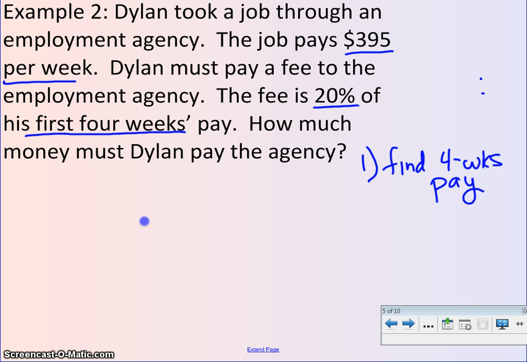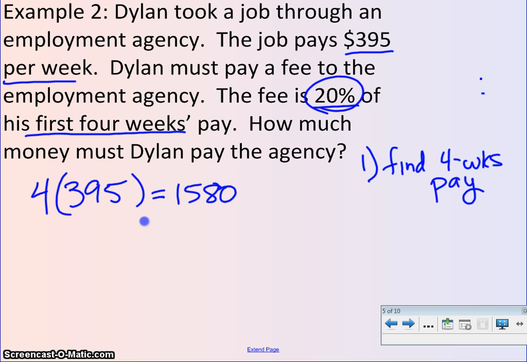To do that, we're going to take the weekly pay, which is $395, and multiply it by 4. When we do that, we get $1,580. So now that we have 4 weeks' pay, we need to find 20% of that. Whenever we're multiplying a number by a percentage, we need to convert it to a decimal first. So to do that, we move the decimal over 2 times. So we're looking at multiplying 1,580 times 0.20.